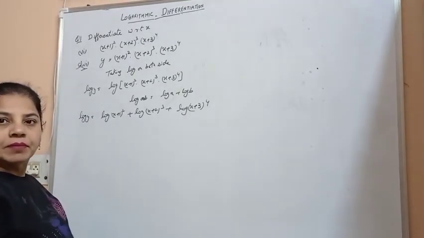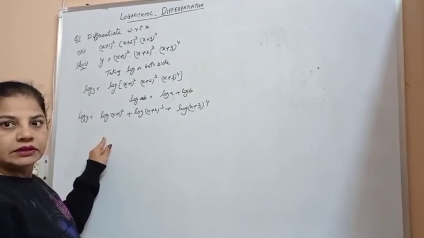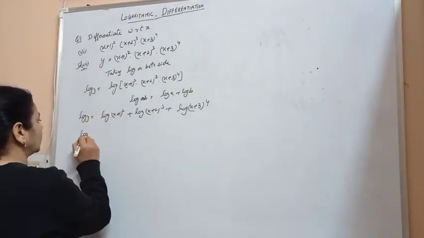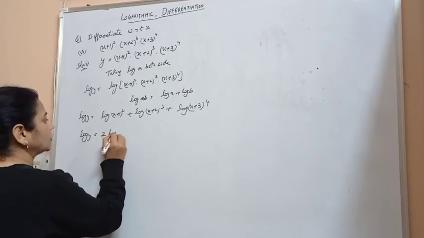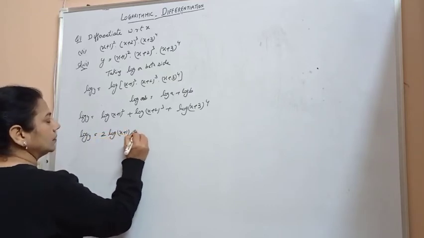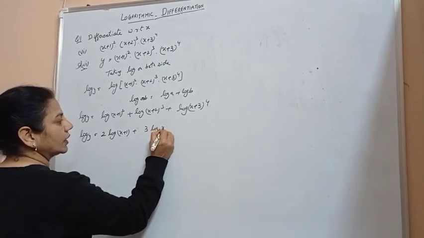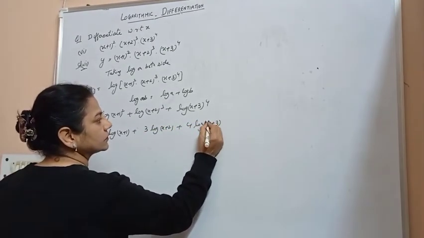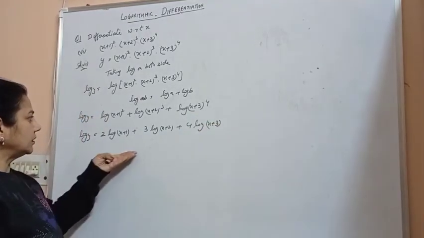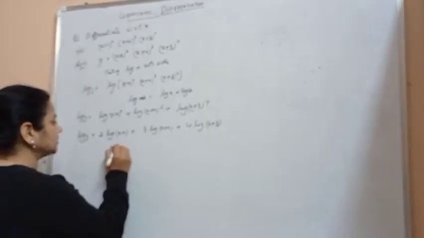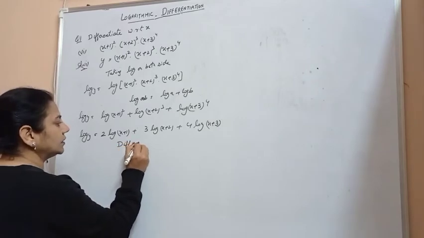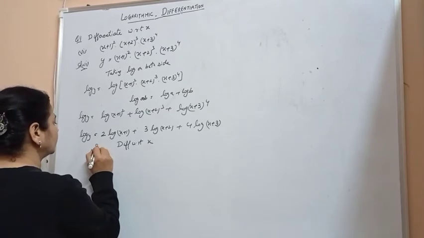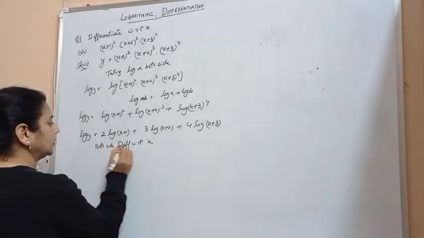Now apply power formula. Power comes forward, taking power in front. So when power comes in front, I will get log y is equal to 2 times log x plus 1 plus 3 times log x plus 2 plus 4 times log x plus 3. Now it becomes easy to differentiate. Differentiate both sides with respect to x.